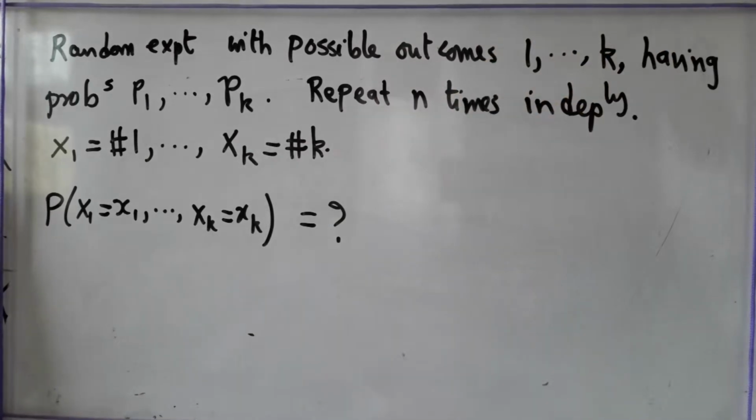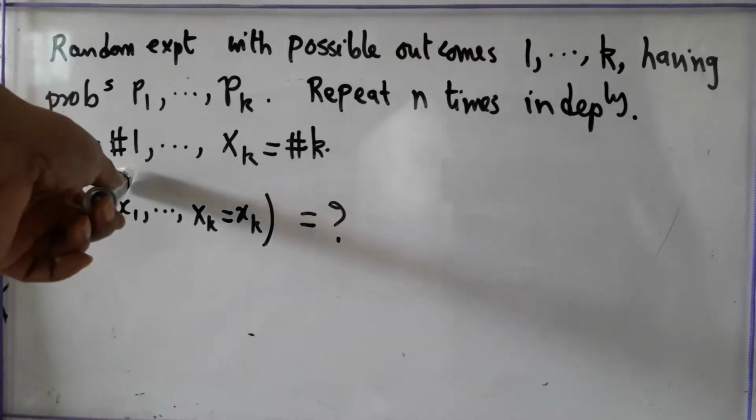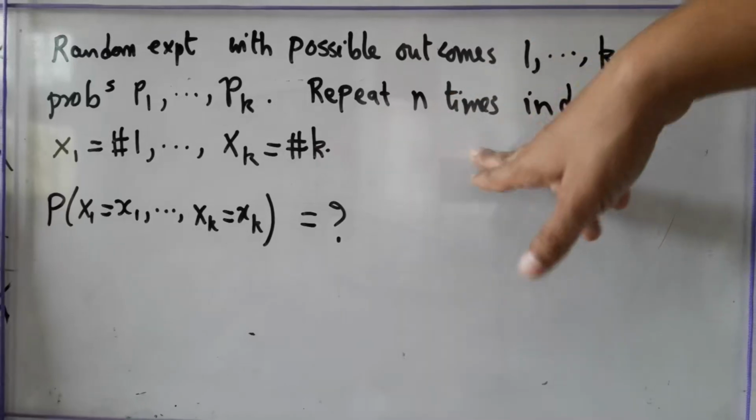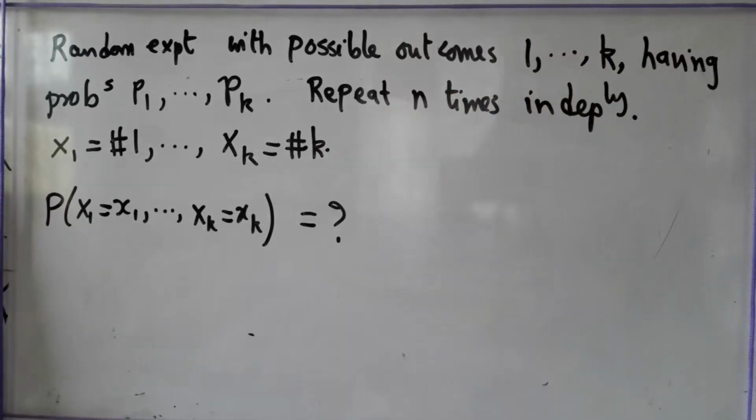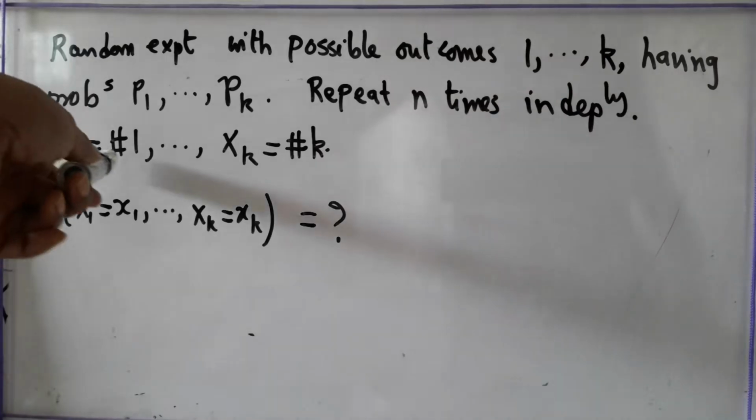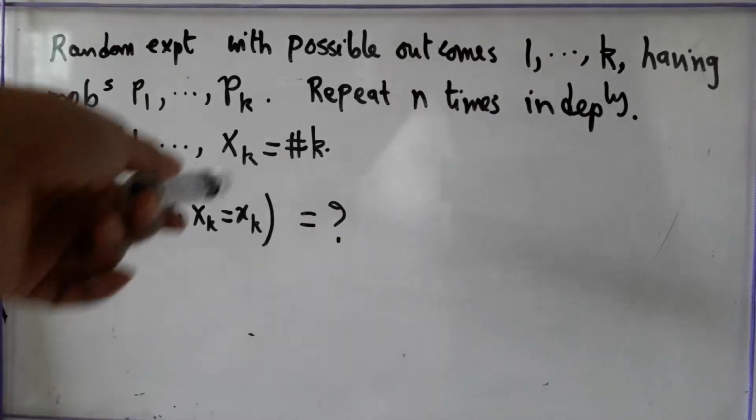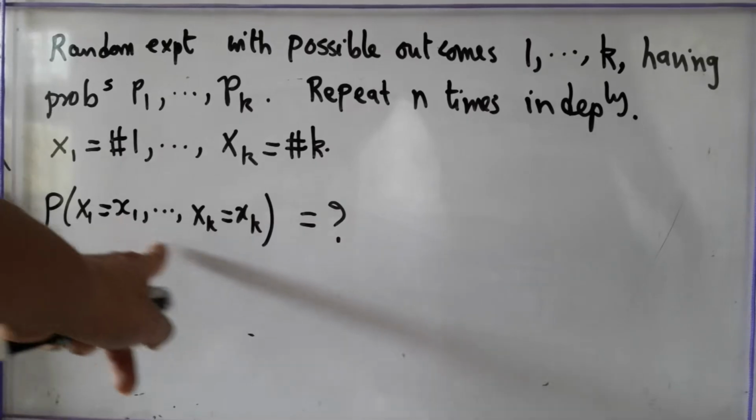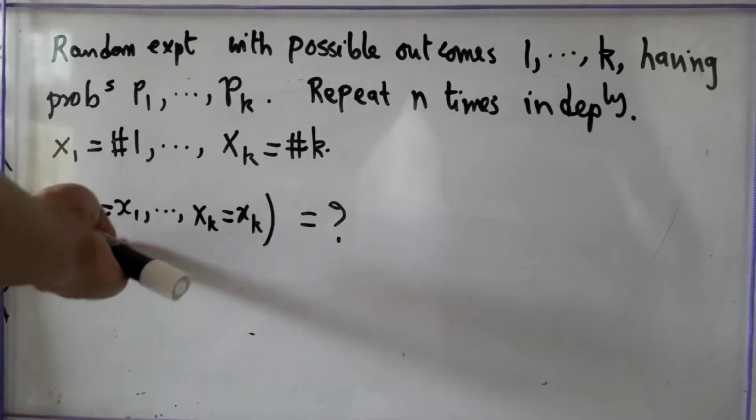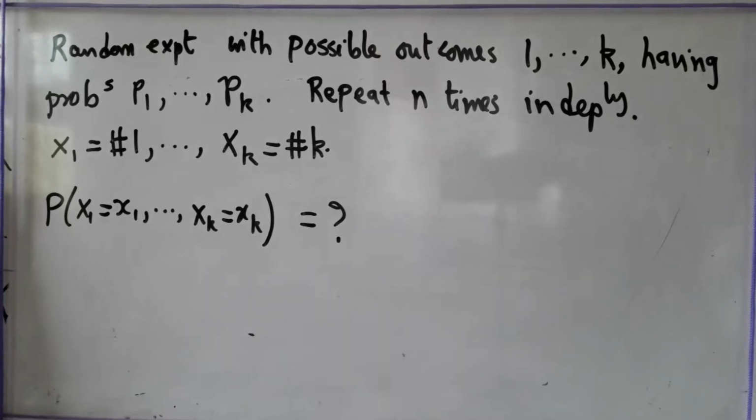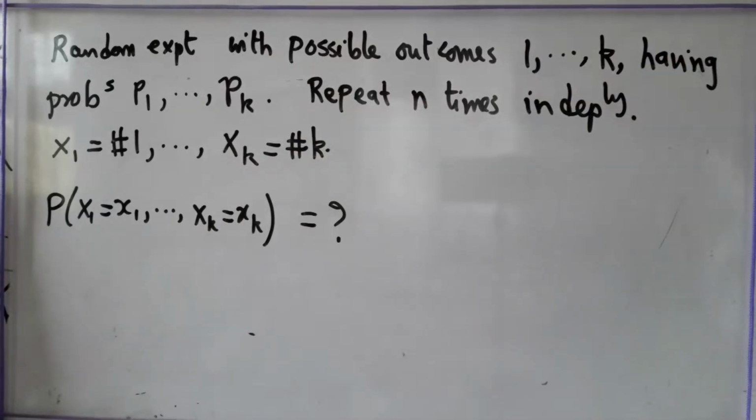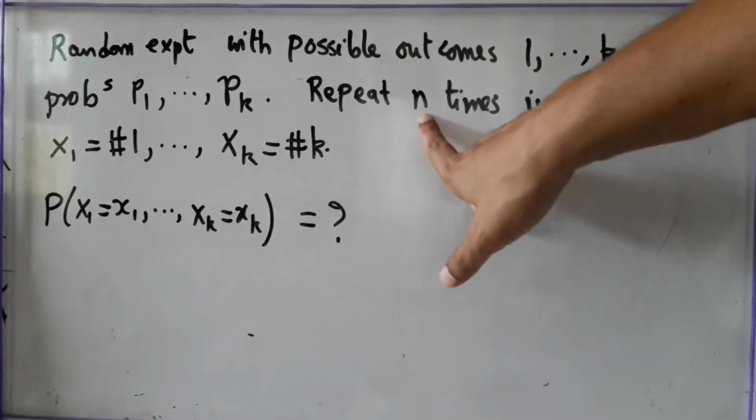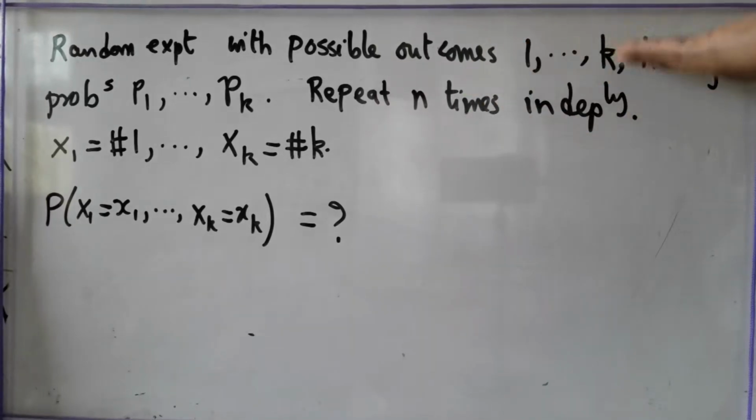So here is our setup. We have a random experiment with possible outcomes 1 to k. They have probabilities p1 to pk. They add up to 1. I repeat this experiment randomly n times, like rolling the same die n times. And I count the number of times I get 1, up to the number of times I get k, and call them X1 to Xk. My question is, given some values, little x1 to little xk, what is the probability that X1 equals x1, up to Xk equals xk? Now one thing is obvious, that all these little xi's should be non-negative integers because we are counting things, and also they must add up to this little n because in every trial one of them has occurred.